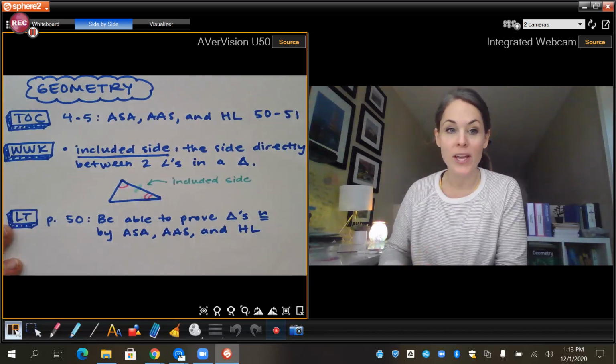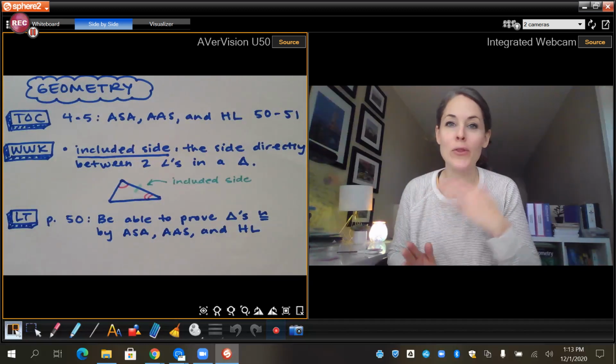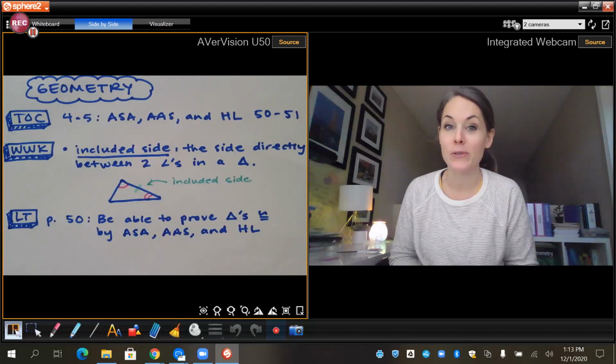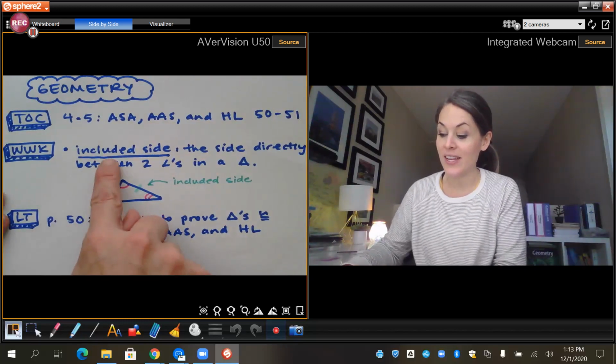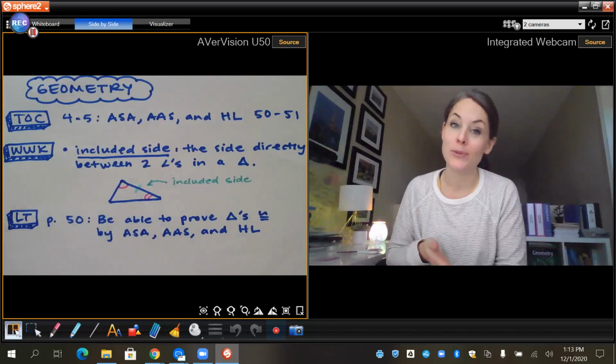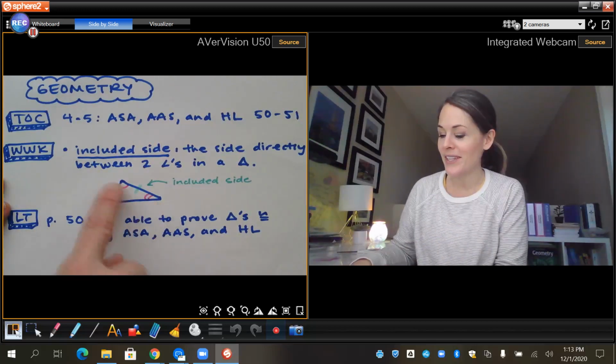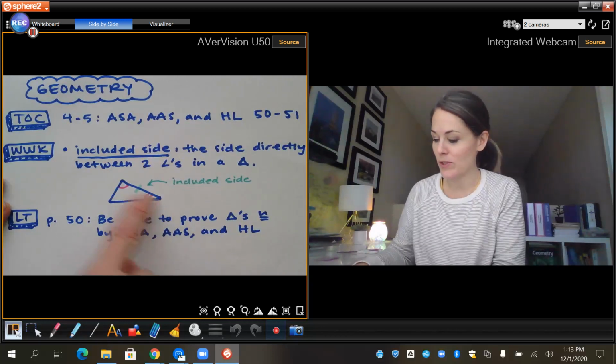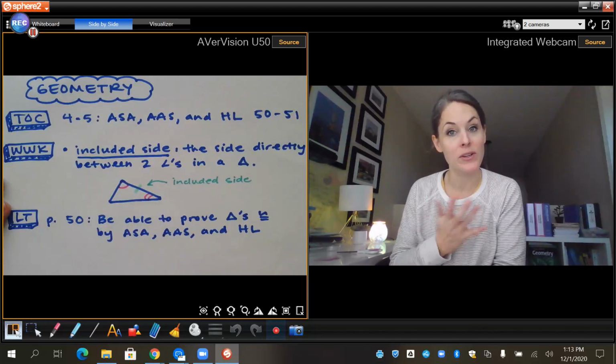The word worth knowing is included side. It's the opposite of last time. Last time was the included angle, which is the angle between two sides. Today it's the included side, which is the side between two angles. So if I'm referencing these two angles right here, it's the side that touches both of those angles, which would be this one right here, the included side.